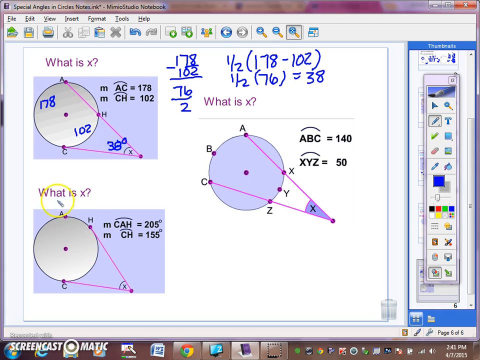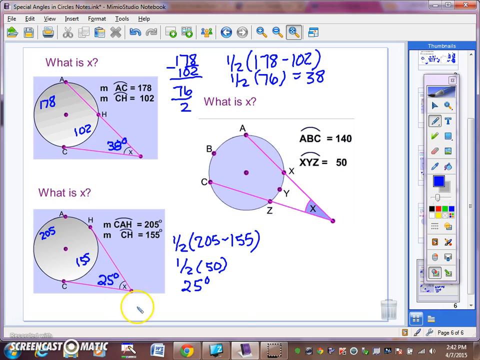Okay, what is x with my two tangents? They gave me arc CAH is 205, and they gave me arc CH is 155. So again, I'm going to take half of the difference, so 205 minus 155. So I'm going to subtract those, and I get 50. So I'm going to take half of 50, and half of 50 is 25 degrees. So the measure of my angle here is 25 degrees.